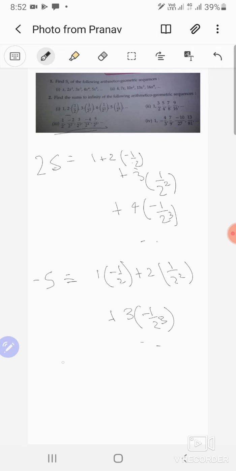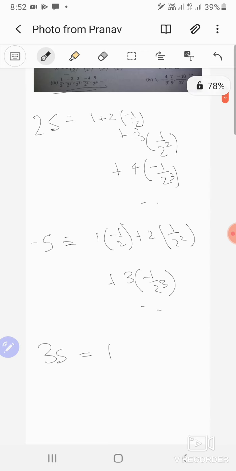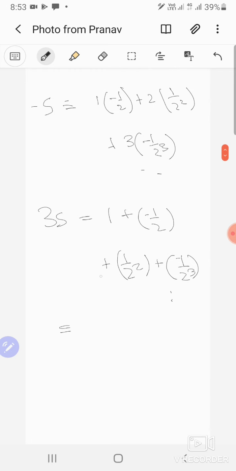Now we can subtract it, so that will give me 3s equals to, so you got that 1, you got 2 minus 1 is just 1, so plus negative half, then 3 minus 2 is 1, plus 1 by 2 squared plus negative 1 by 2 cubed. So you see that here the ratio is negative half. You start with 1 and then the ratio is negative half, so 1 plus 1 by 2 instead of negative 1 by 2, so it's going to be equal to 3 by 2, reciprocal of that is just 2 by 3. So yes, s is going to be 2 by 9.